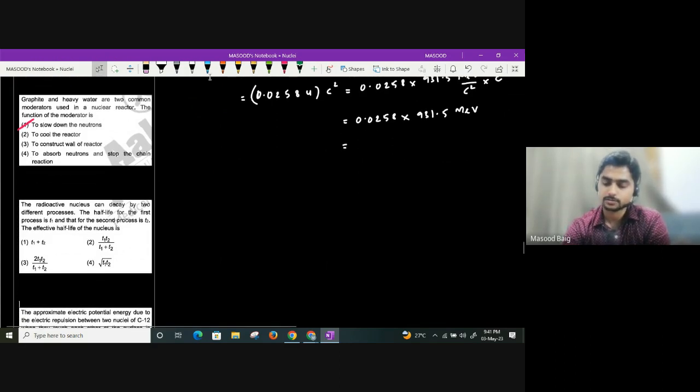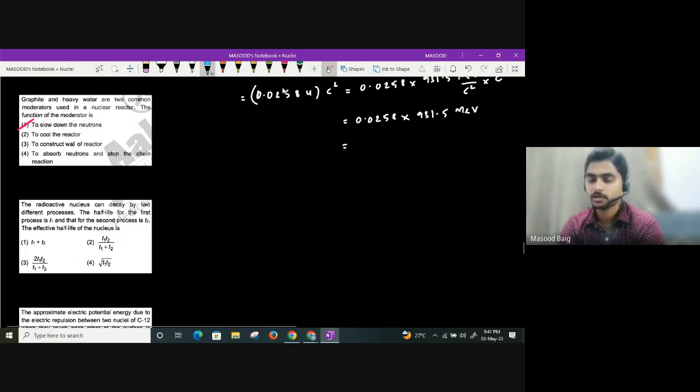Control rods will capture the slow moving neutrons. Coolant will remove the heat from the core of the reactor. The radioactive process can decay by two different processes. The half-life of the first process, this is called simultaneous decay, guys.